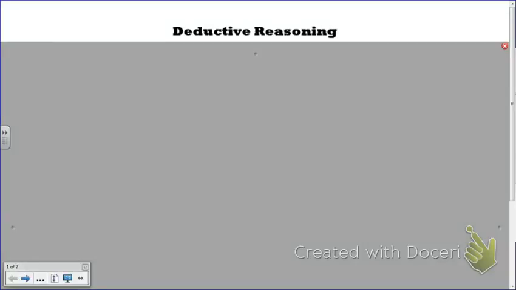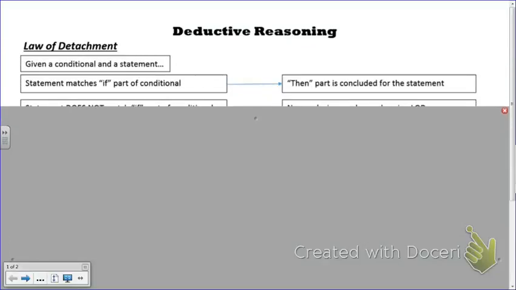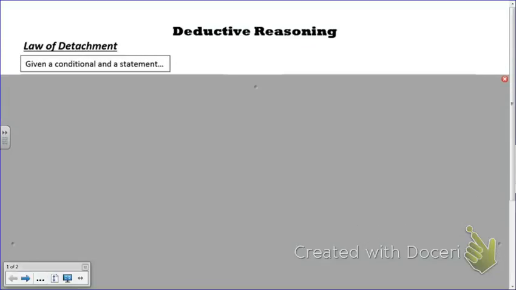Today's lesson, we're going to talk about deductive reasoning. When we talk about deductive reasoning, it's using logic to draw conclusions. There are two laws that we're going to talk about, and the first one is called the law of detachment.